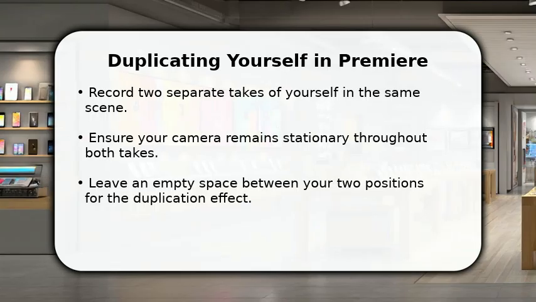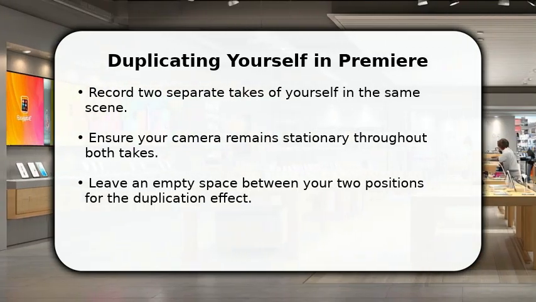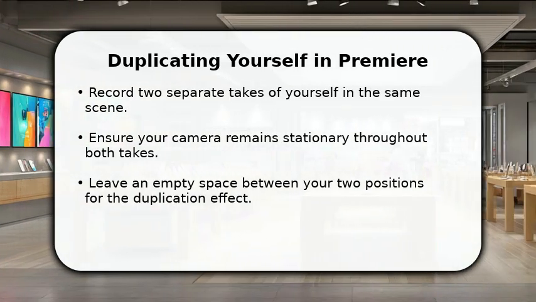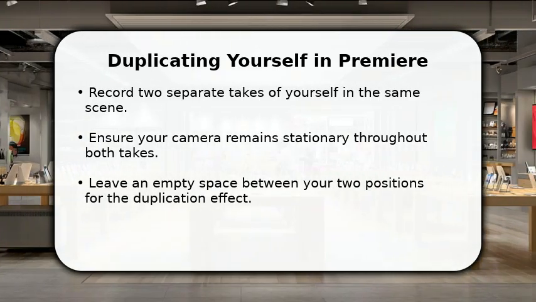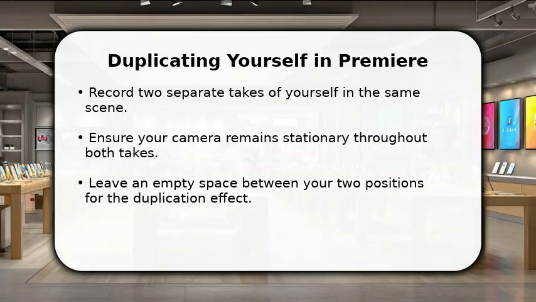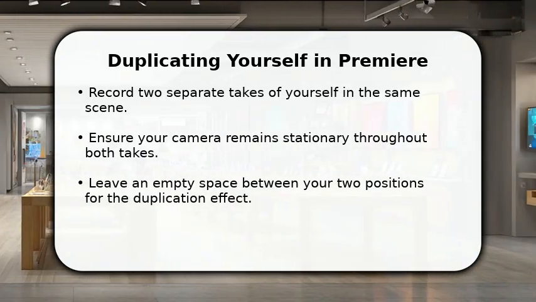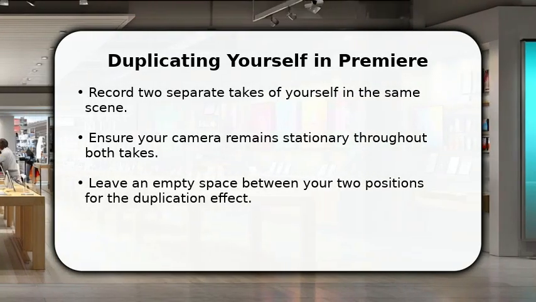In this video, I will show you how to duplicate yourself in Premiere Pro. First, set up your camera on a tripod and record 2 separate takes. In the first take, stand on one side of the frame. For the second take, move to the other side, ensuring there's an empty space in the middle. Keep your camera absolutely still between takes for the best results. This foundational step is crucial for a seamless effect.